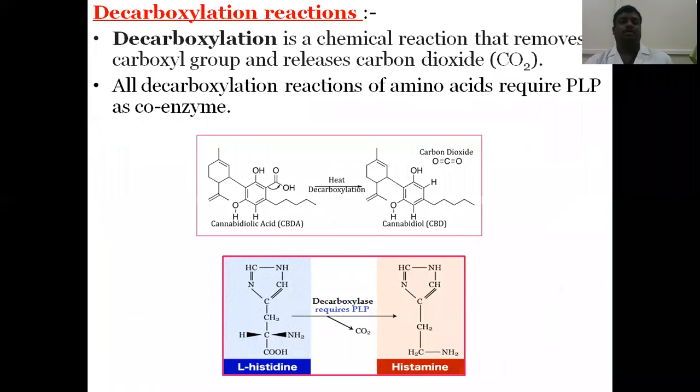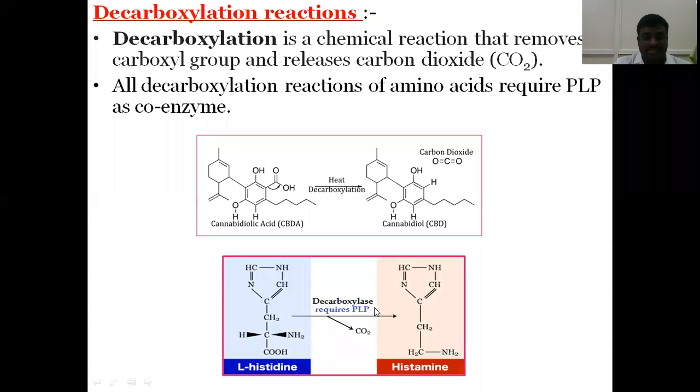Next one is the decarboxylation reaction. Simply, decarboxylation means removing a carbon dioxide molecule from substances. This removal of carbon dioxide in humans mainly depends on vitamin B6.